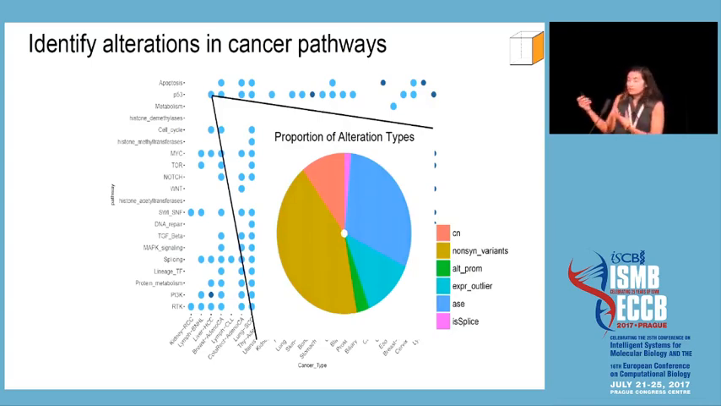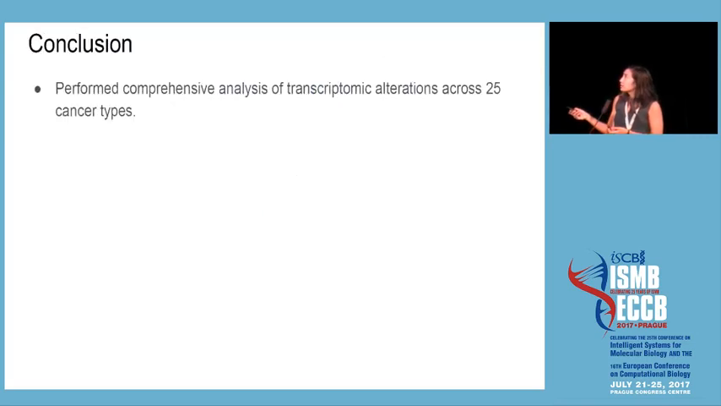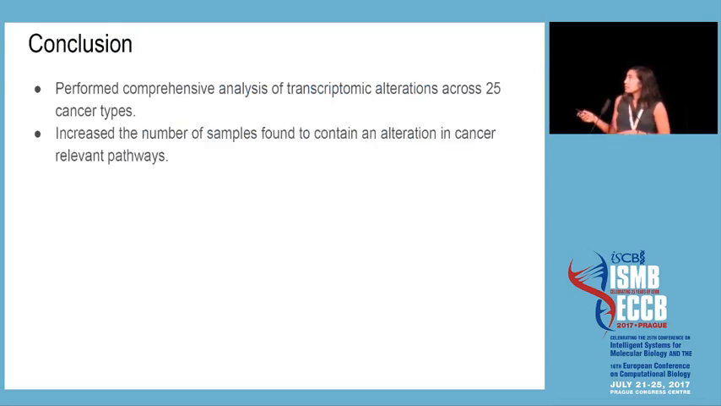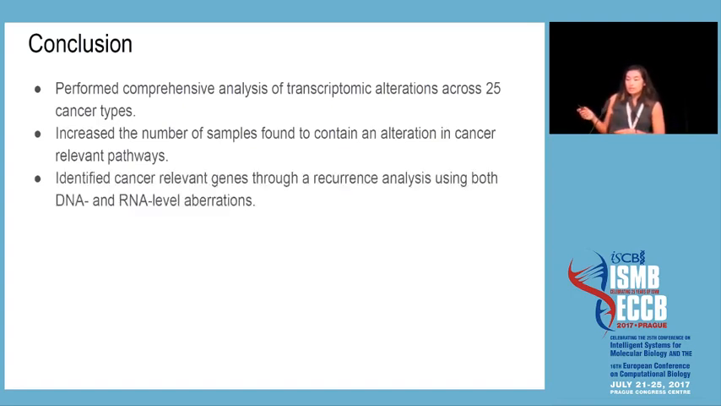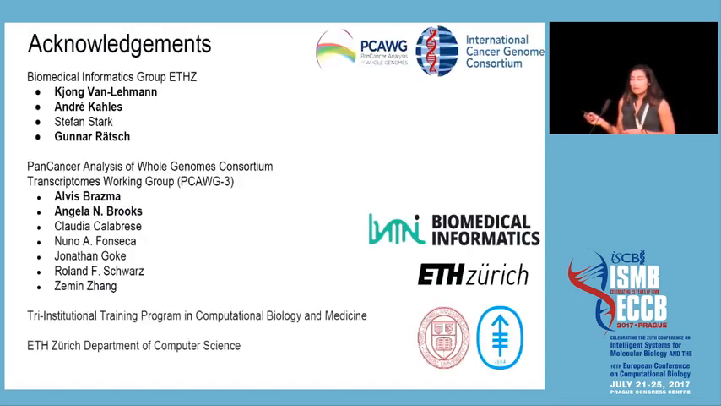To bring it back to my earlier metaphor, there are many ways in which this pathway could be altered, in the same way there are many ways that you can bake a cake. So in conclusion, we performed a comprehensive analysis of transcriptomic alterations across 25 different cancer types. We increased the number of samples found to contain an alteration in cancer-specific pathways, and we identified cancer-relevant genes through co-occurrence analysis using both DNA and RNA level aberrations.